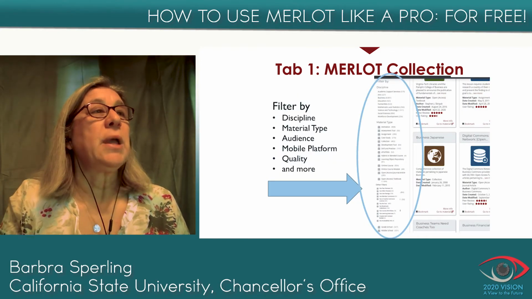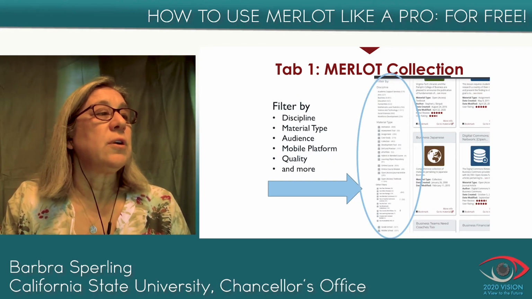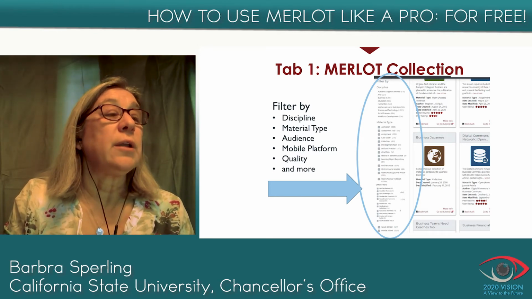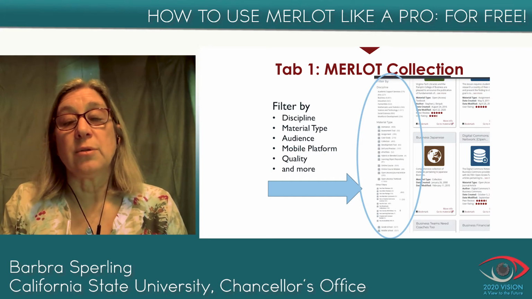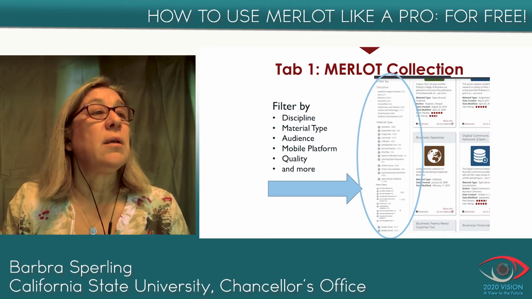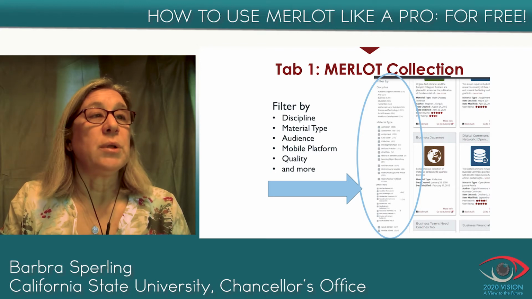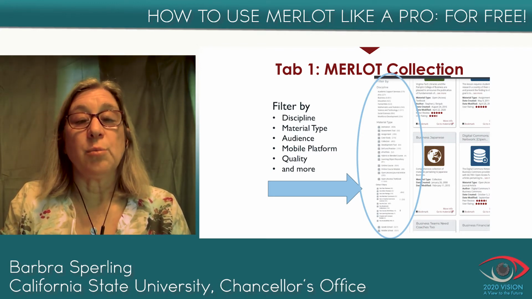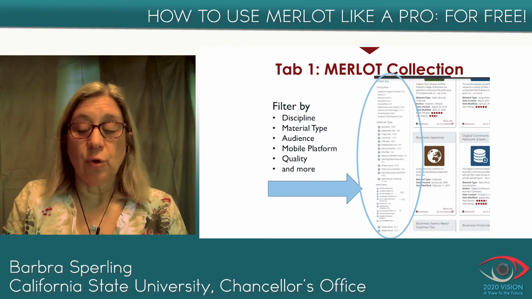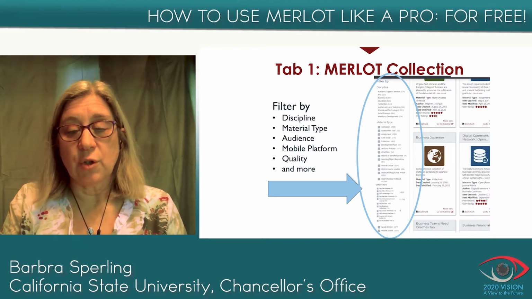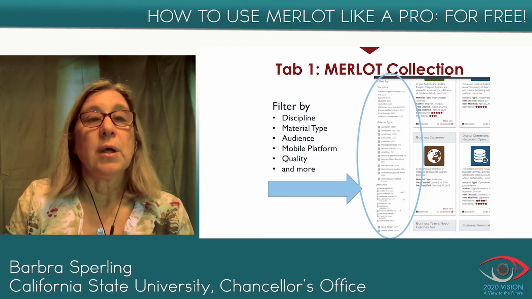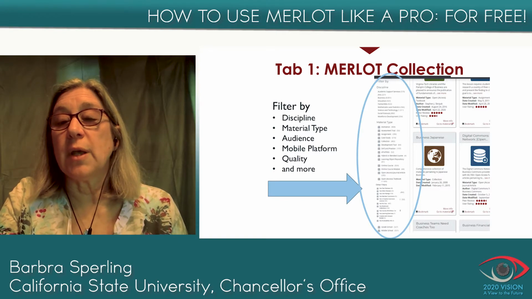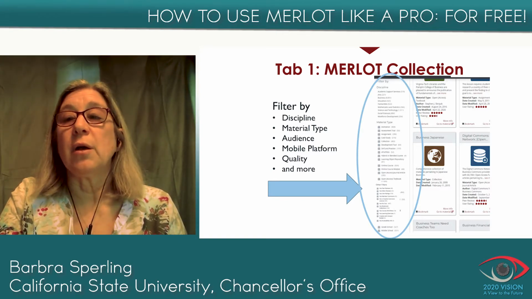This is just an expanded view of the different ways you can filter. You can also filter by quality, whether or not it has a peer review or an editor's review, or user comments or user ratings and things like that. Also, as I said, discipline, material type, or if it's got a mobile platform, if it can be used on a mobile device, or who the audience is if you're looking for something for upper division, lower division, grad school. You can filter that as well. So we have over 20 different material types, and you can filter by all of those.